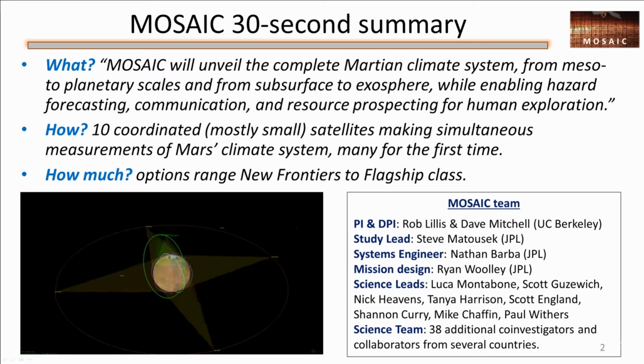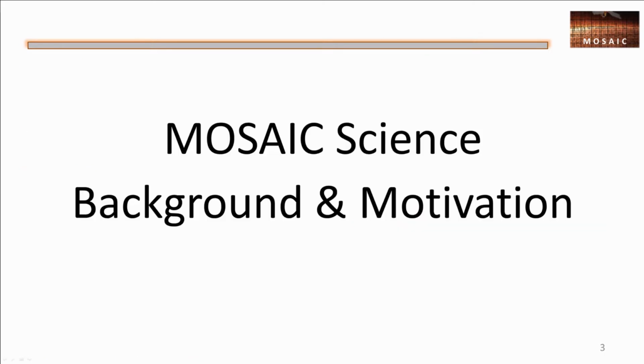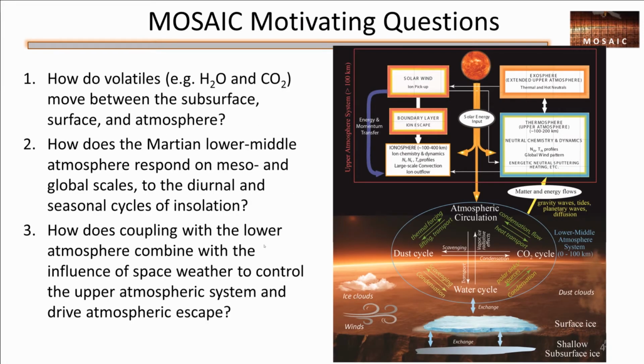Let me go into some of the science background and the motivation. The C in MOSAIC stands for the connections between the different parts of the Martian climate system. And even after 2 continuous decades of investigation, we really don't understand how matter and energy move throughout the Mars climate system in 3 fundamental and connected ways that are represented by these 3 questions here and also shown in the figure on the right.